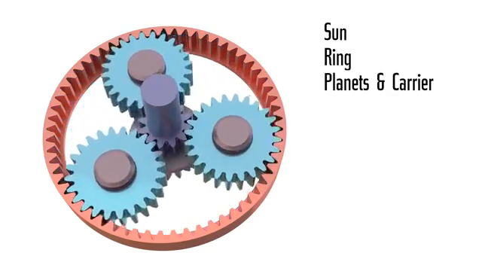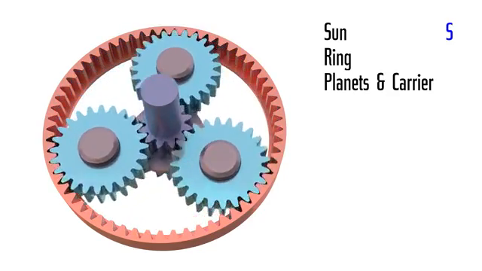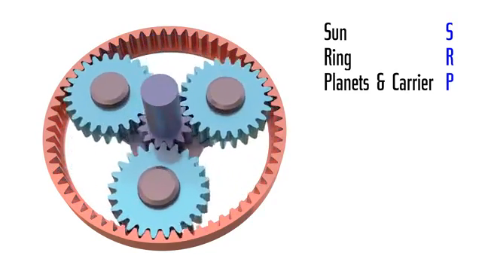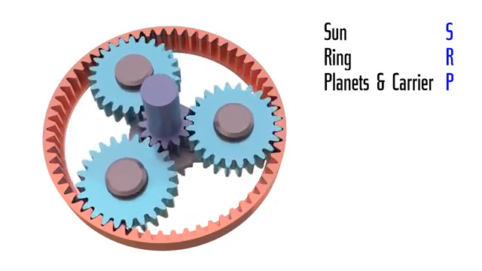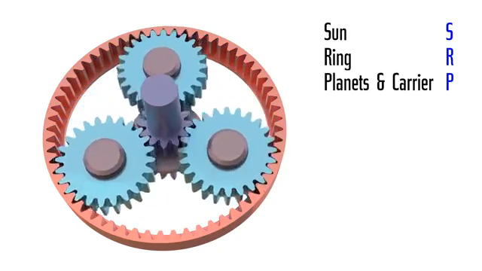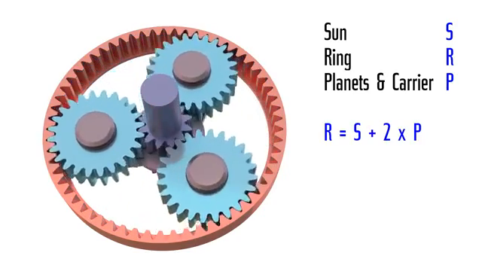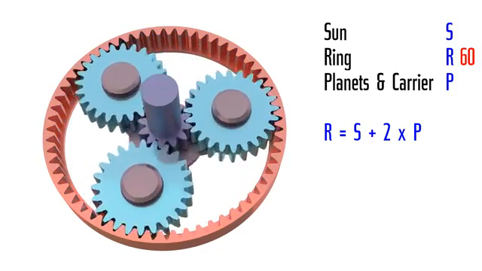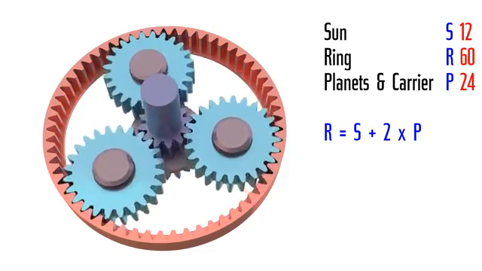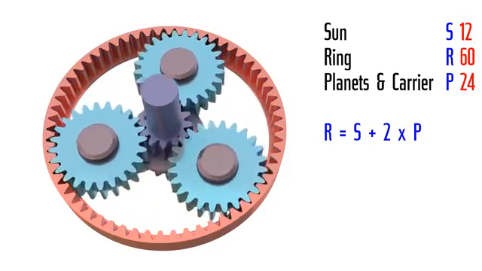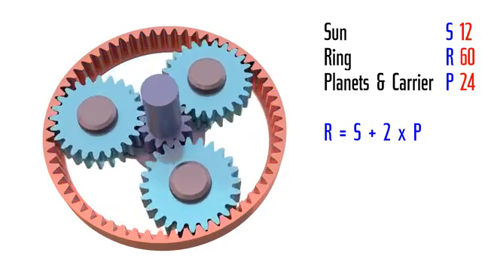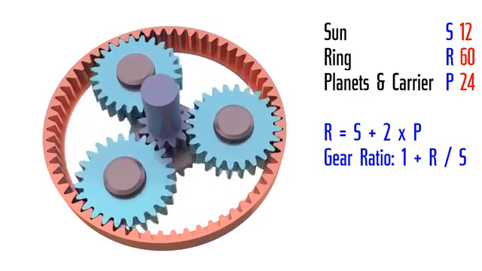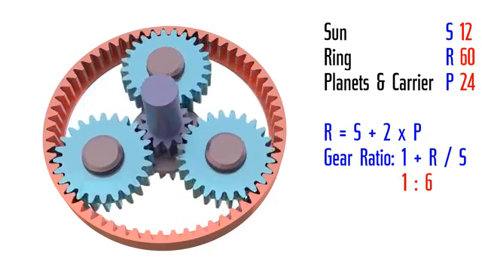Let's denote the number of teeth in the sun as S, the number of teeth in the ring as R, and the number of teeth in the planet gears as P. The three numbers must satisfy the following equation: R equals S plus 2 times P. In our example, R is 60, S is 12, and P is 24. The gear ratio of a planetary mechanism in our configuration is calculated as 1 plus R divided by S. In our example, the gear ratio is 1 to 6.